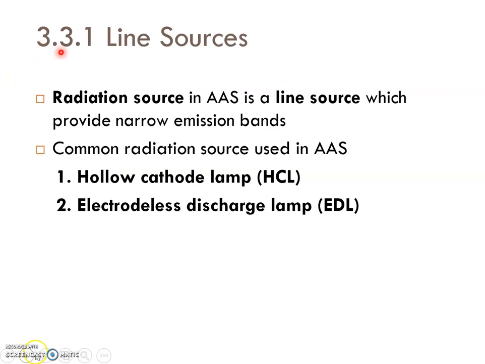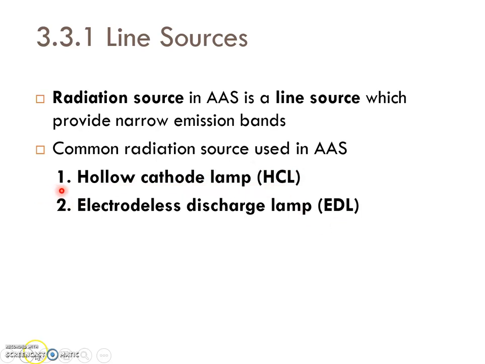For subtopic 3.3.1, we will look at the specific component of the AAS instrument. Okay, the first one we look at the sources, the radiation source. For AAS, we use line source. Okay, radiation source in AAS is a line source which provide narrow emission band because atomic spectra is a line spectra. The common radiation source used in AAS is HCl and EDL.